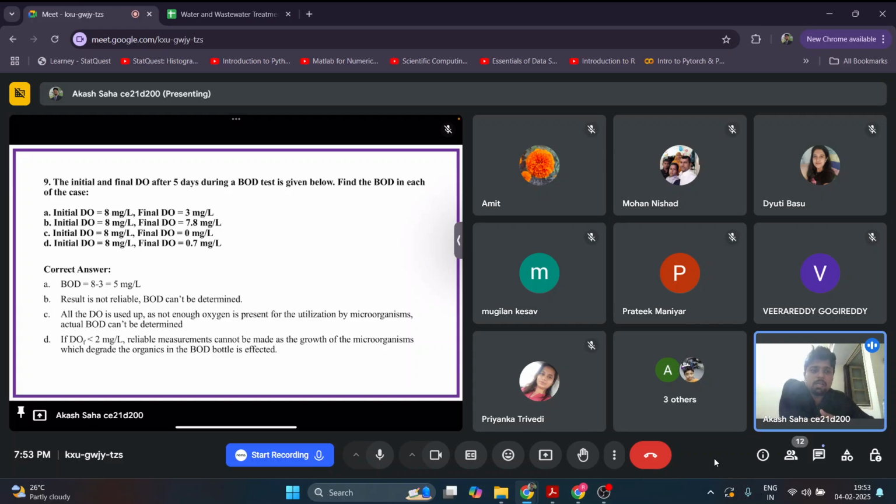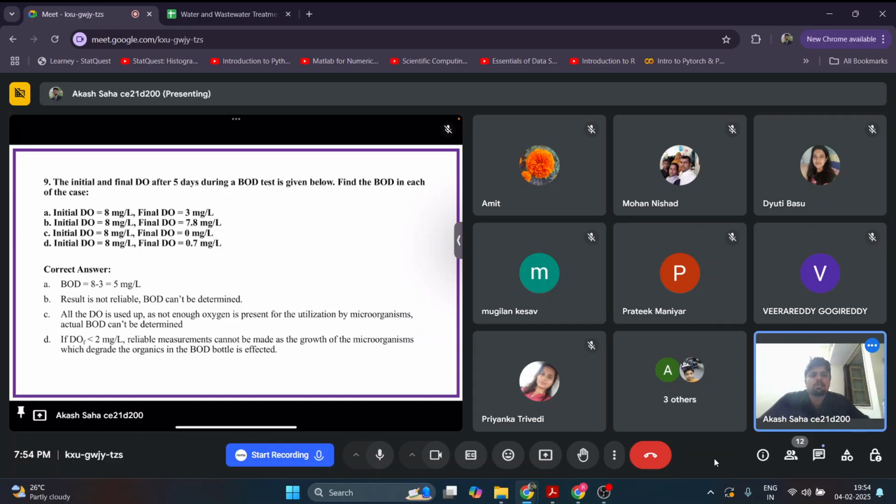Can someone tell me what we should do if my organic matter is too high, that it is using up all my DO? What should we do to get the results correctly? Any idea? Now we know that my final DO range should be 2 to 7. If it is coming in that range, then I can trust the BOD results.